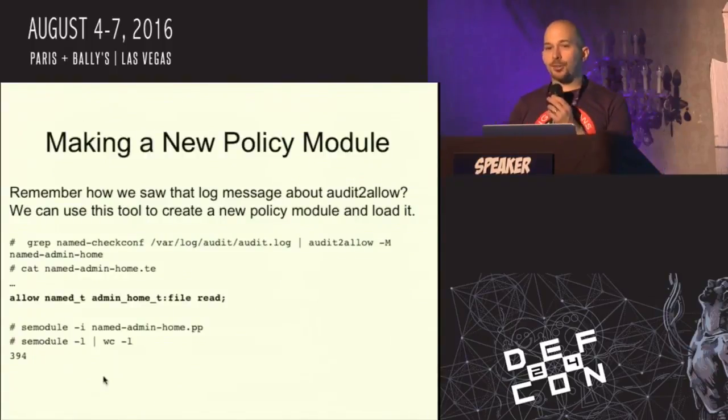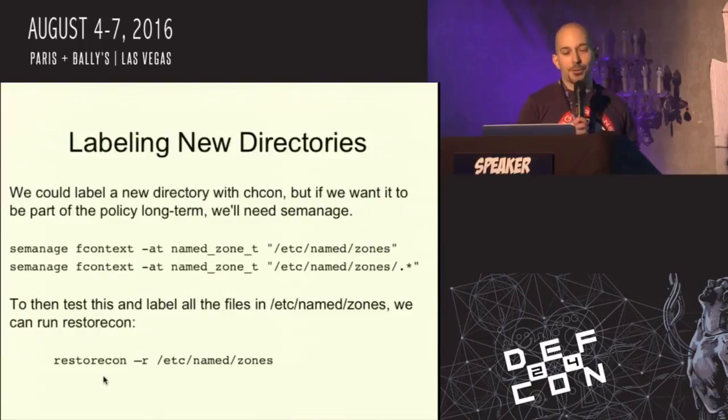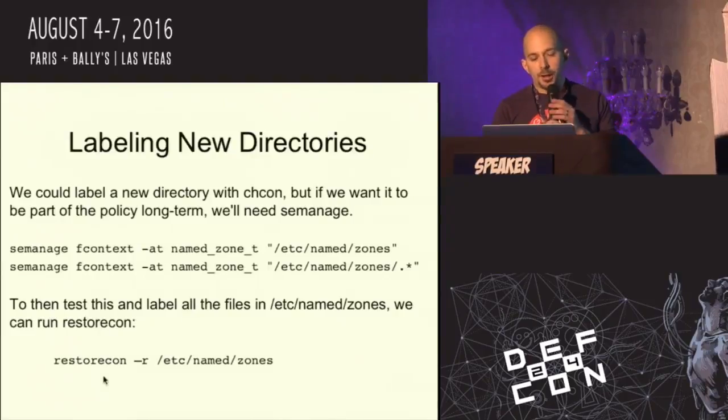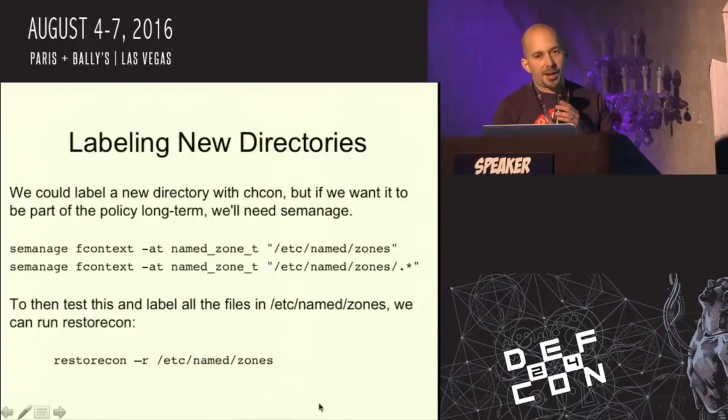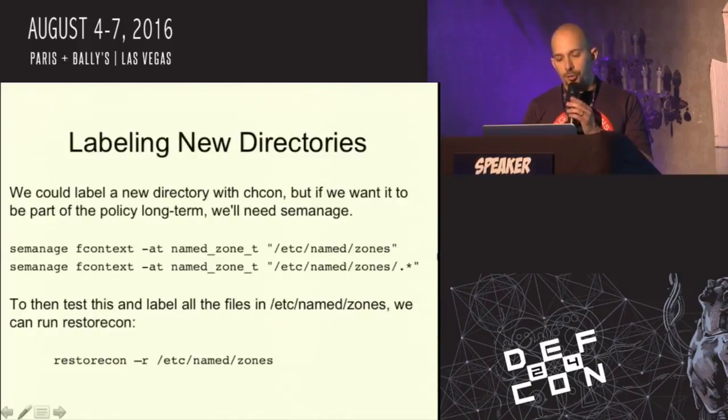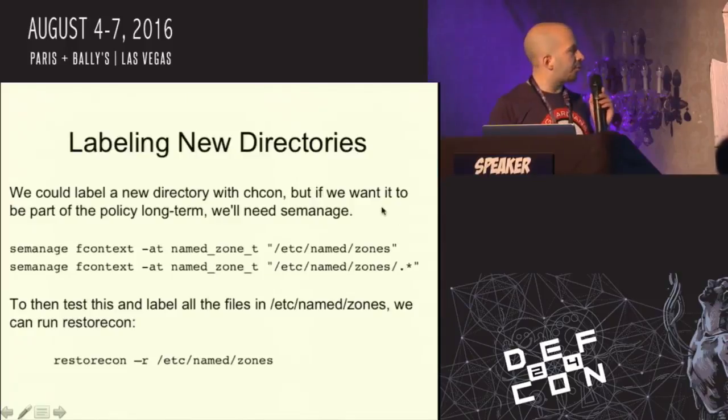So that's honestly the thing you end up doing the most in SELinux. There are a few other things we can do though. We used chcon before to relabel a directory so that named could read it. If we want to make that permanent, what we end up doing is using semanage fcontext with -a for add, to add a named_zone_t type to this directory and to anything under it. You'll notice this is regular expressions.